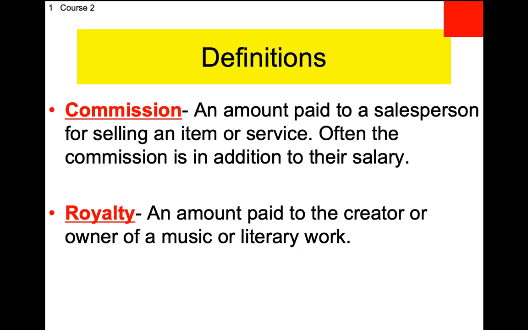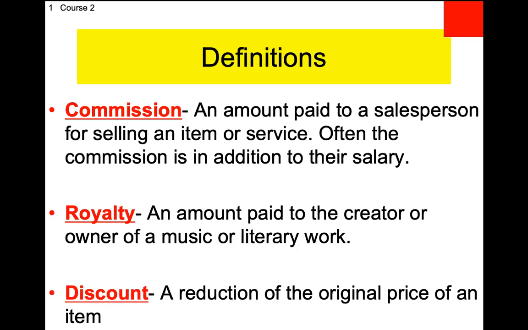But royalty is basically money you receive every time something is sold. For instance, a song, or every time the book is sold, the author gets a little tiny bit of money. Those are called royalties. The last one, the one that we are all familiar with, is something called a discount. A discount is a reduction of price from the original amount.